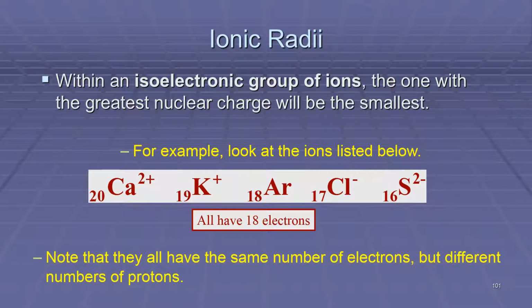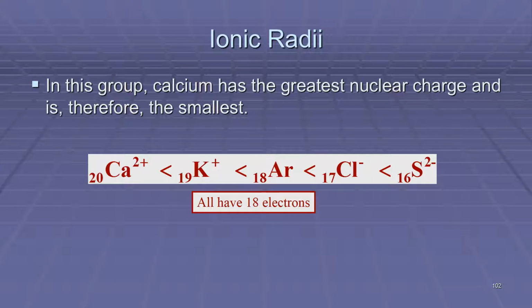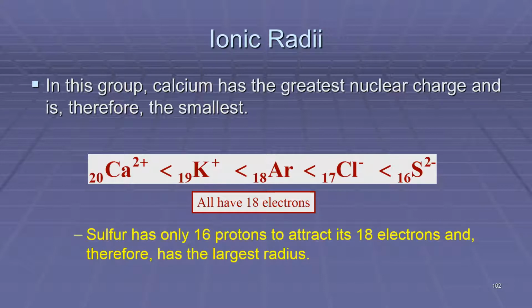They all have the same number of electrons, but a different number of protons, and so their ionic radii will be different. In fact, because calcium has the most protons, it will pull the hardest on those electrons, and so calcium will be the smallest. Potassium will be a little bigger, argon a little bigger than that, chlorine a little bigger, and then sulfur will be the biggest, because those electrons are being pulled the least because there are fewer protons in the nucleus. Okay, so you can see that.